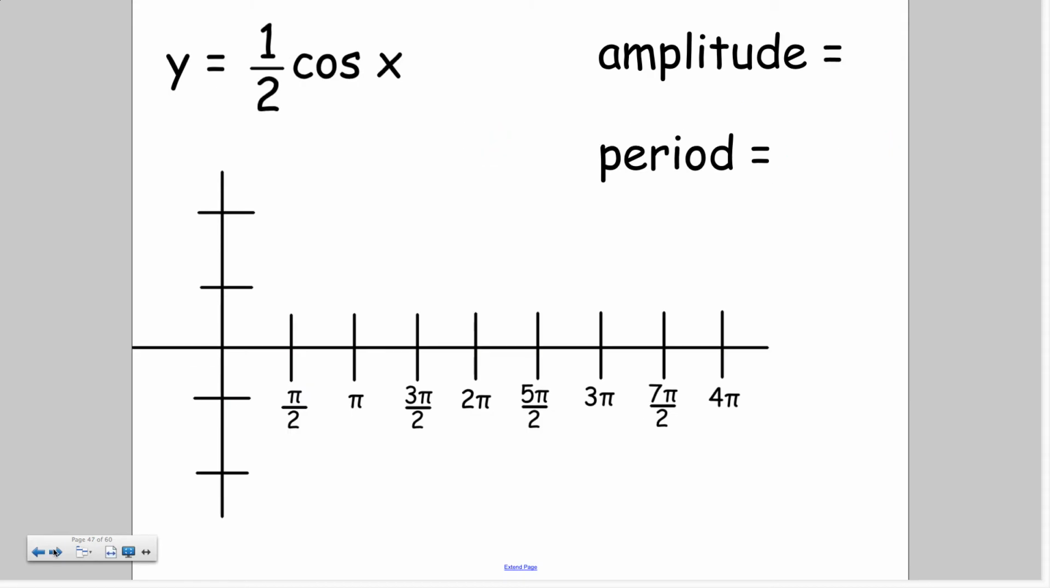We've got 1/2 cosine of x. So our amplitude is the one in front, so 1/2. Period is 2 pi over whatever's in front of x, which is just 1. So our period is just 2 pi. So that means our graph is going to stop at 2 pi. And it's cosine, so we're starting high, ending high. So start high, end high. We're going to go halfway, halfway again to get our 5 points.